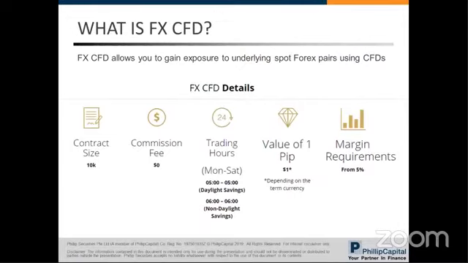Okay, so just now we talked about CFD and we talked about forex. If we combine both together, we have this thing called the FX CFD. So what is it all about? In essence, they are contracts that allow you to gain exposure to the underlying spot pairs using CFD. Some details for this FX CFD: they come in sizes of 10,000, which is 1/10 of the size of the normal forex contract.